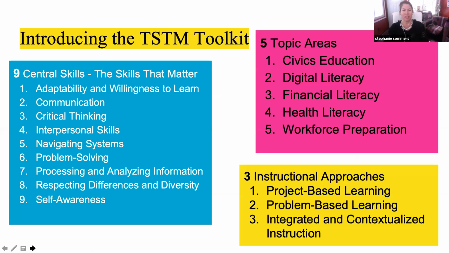Now we are ready to share the components of the toolkit. So this particular toolkit, the TSTM toolkit, has 3 components. The whole project is built around these 3 components. And we say 9-5-3. So there are 9 central skills, and you can see those in the blue box there. These are the skills that matter.